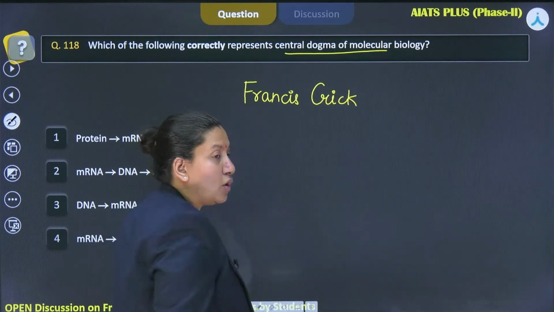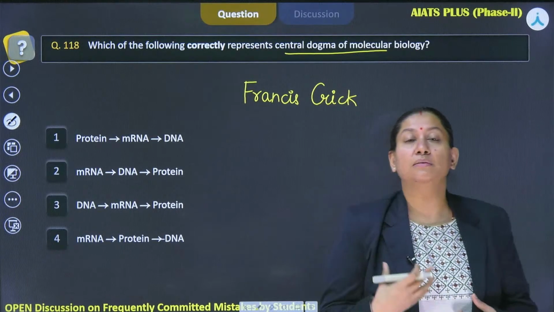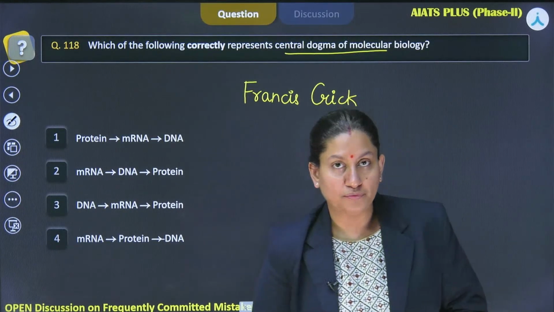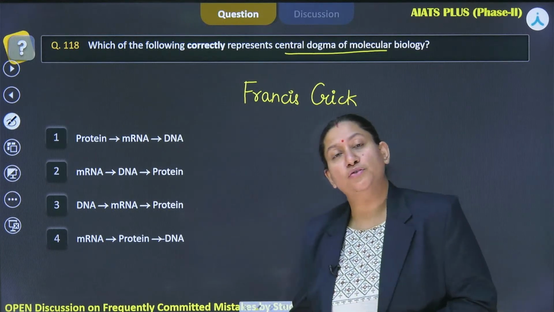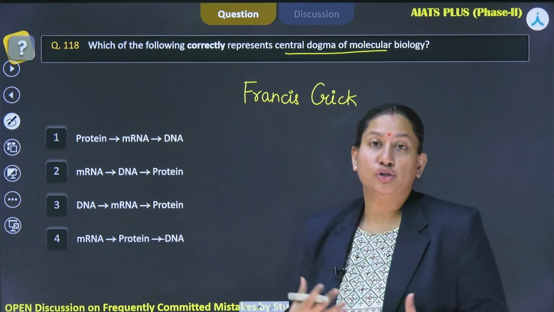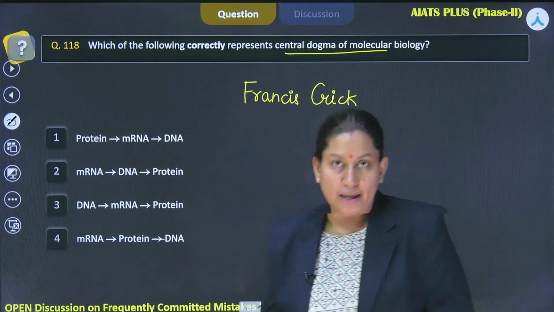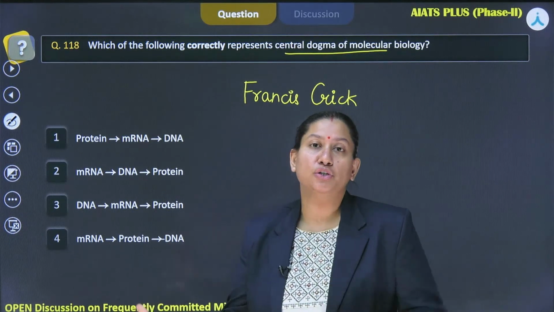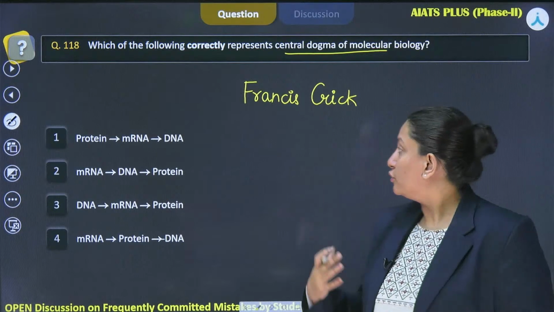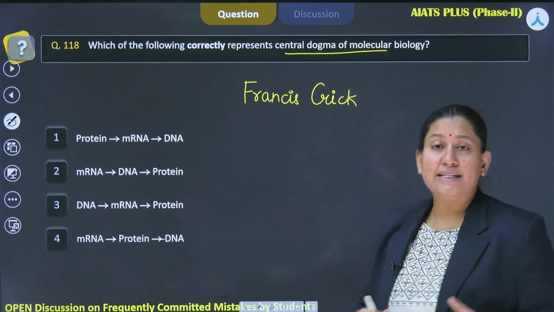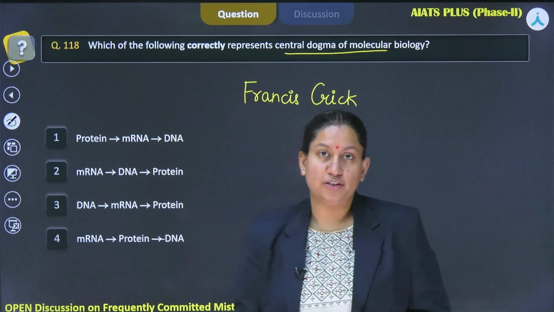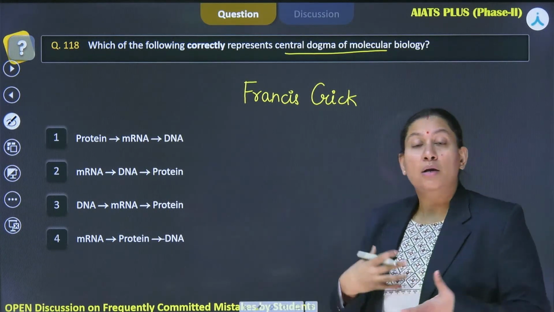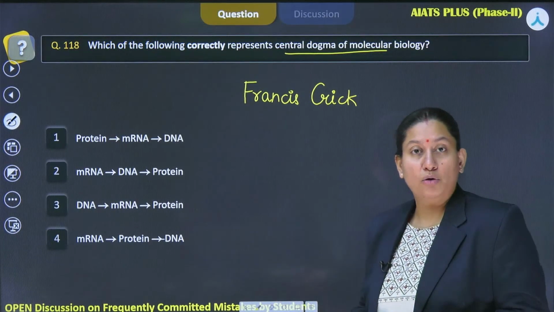Of course, he has been associated with the proposition of the double helical model of DNA as well, along with James Watson. He has certain other contributions as well, like he also postulated the presence of an adapter molecule, which can be used during translation. He also gave the idea of the semi-conservative nature of DNA replication, of course along with Watson, when they proposed their double helical model of DNA.